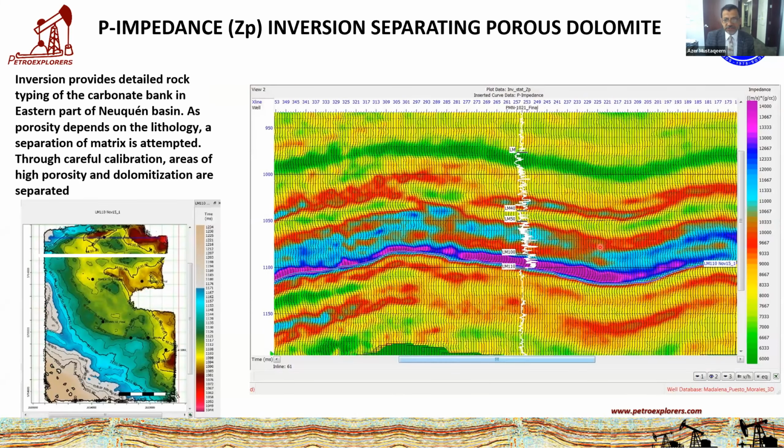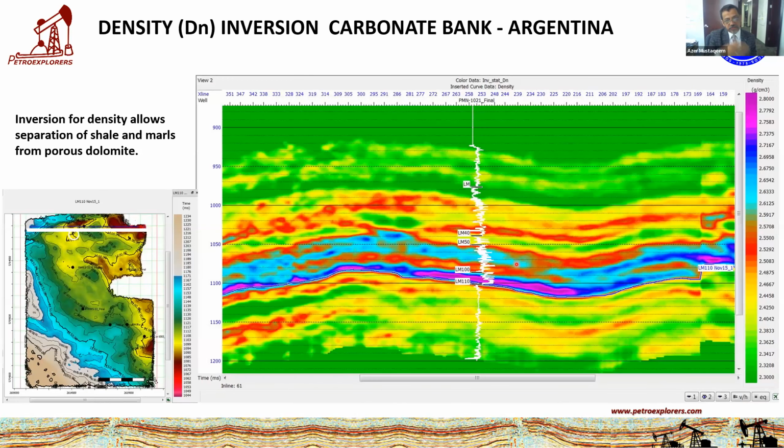Looking at the results, you can see now we can differentiate the basal carbonate layer with very low porosity, and then the dolomitized layer with various indicators of porosity, as you go from tight to porous sand. So this is the P impedance inversion, and then you work with the density inversion. If you have good angles, you can come up with a good density contrast.